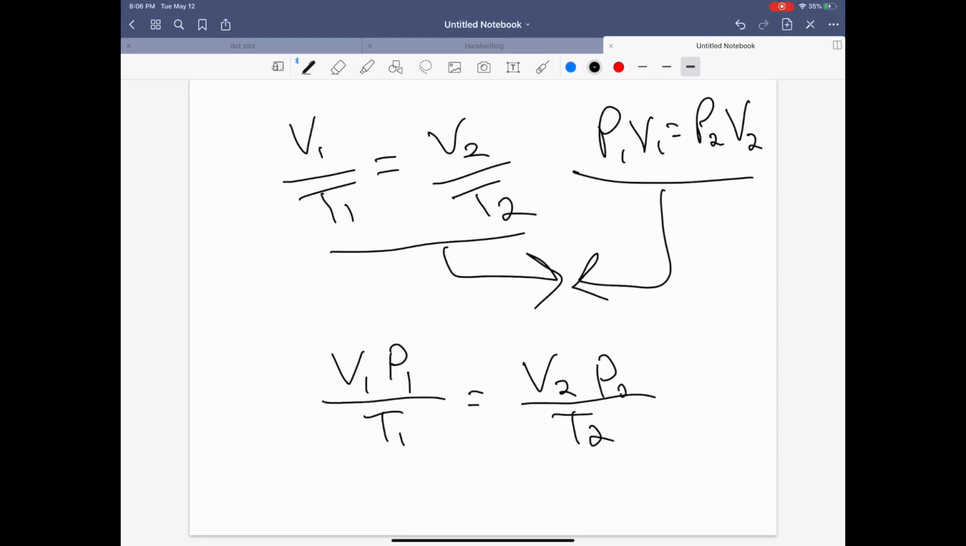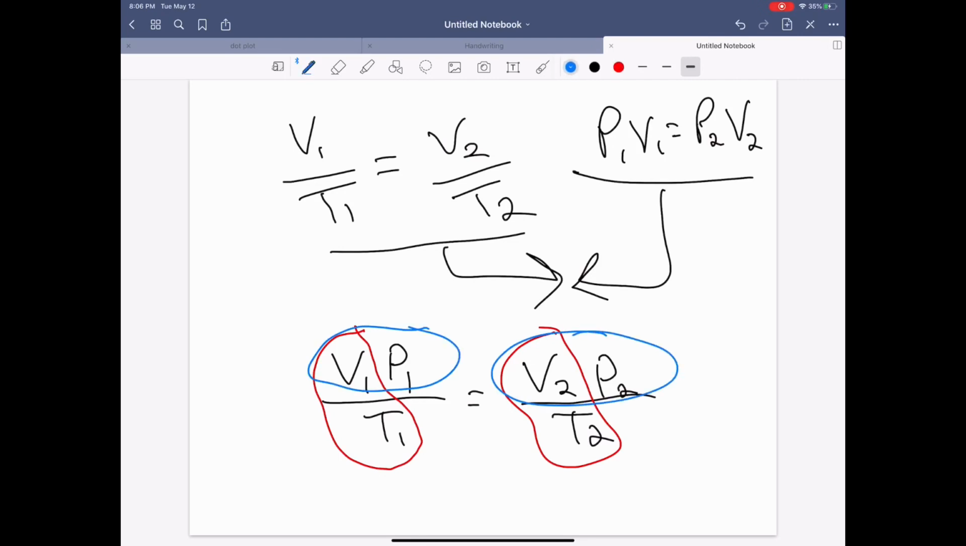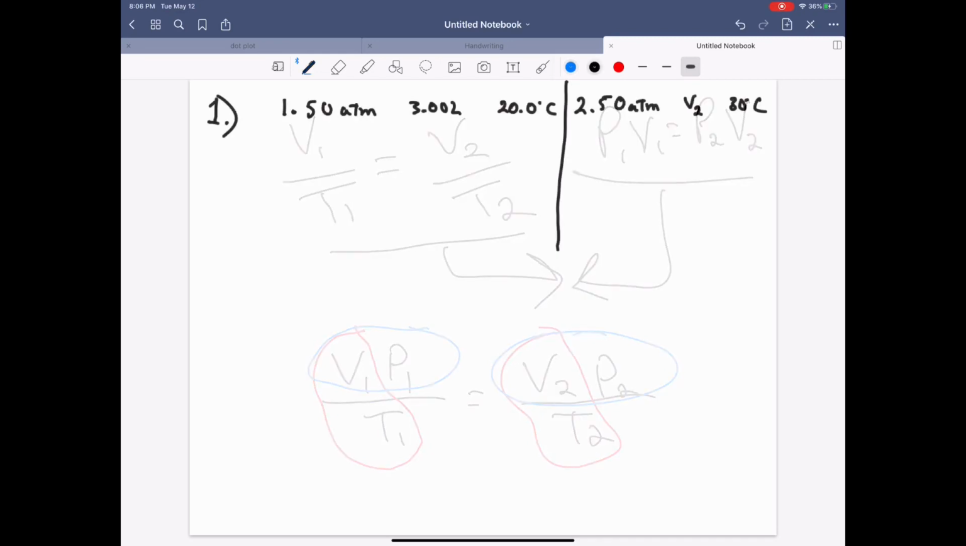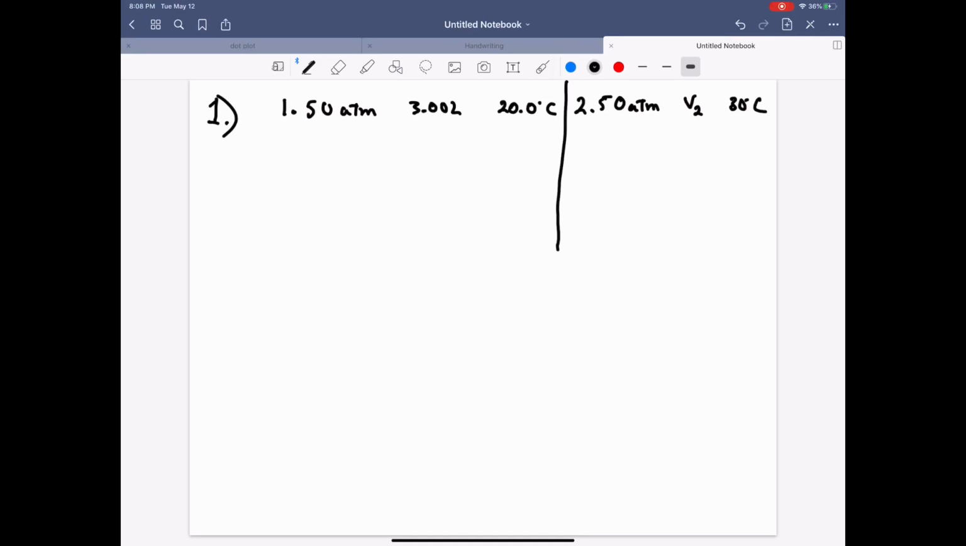And if you can see, it's the combination of the two. In fact, here's Charles's law in red, and in blue, here's Boyle's law. And what you're looking at is both laws combined into one. This gives you the ability to make calculations when volume, pressure, and temperature change. It's fantastic. Let's start by doing number 1 on the assignment.